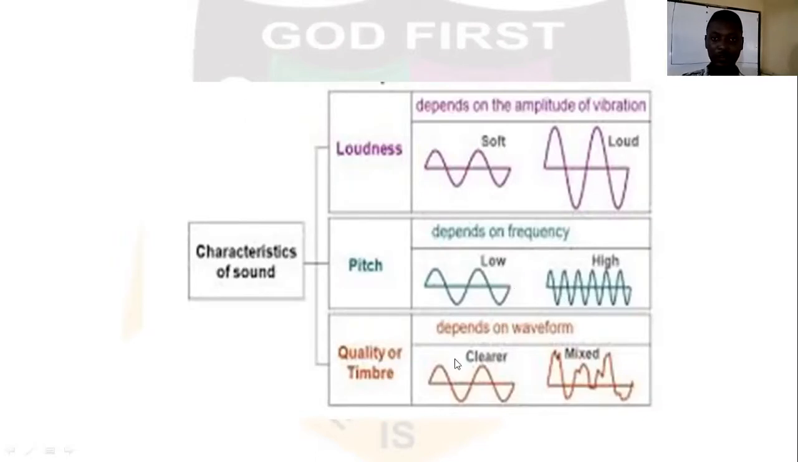Then quality. Look at the quality. Look at the characteristic notes of a particular instrument. This kind of instrument is clearer than this one that has its own kind of frequencies. That's harmonics mixed with the original harmonics, or fundamental frequency. Look at this one. It has a different frequency. This has a different frequency.